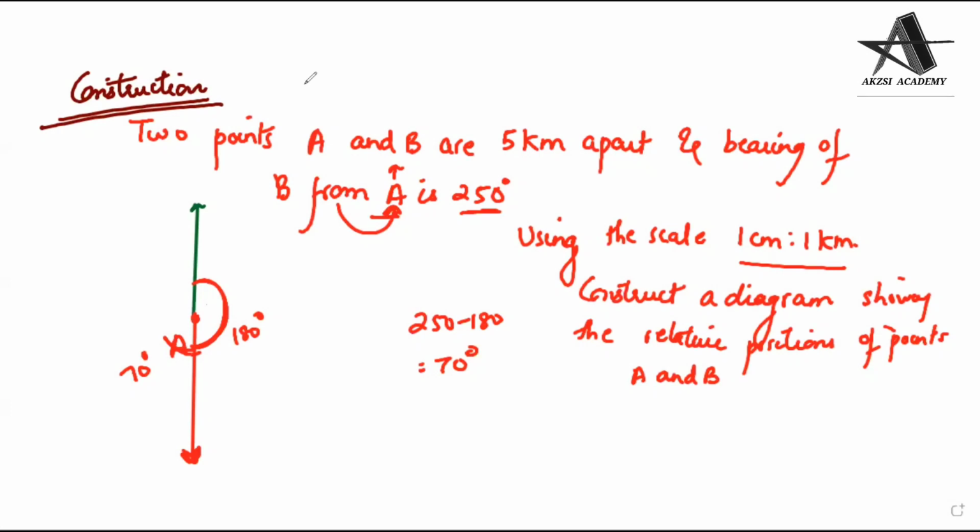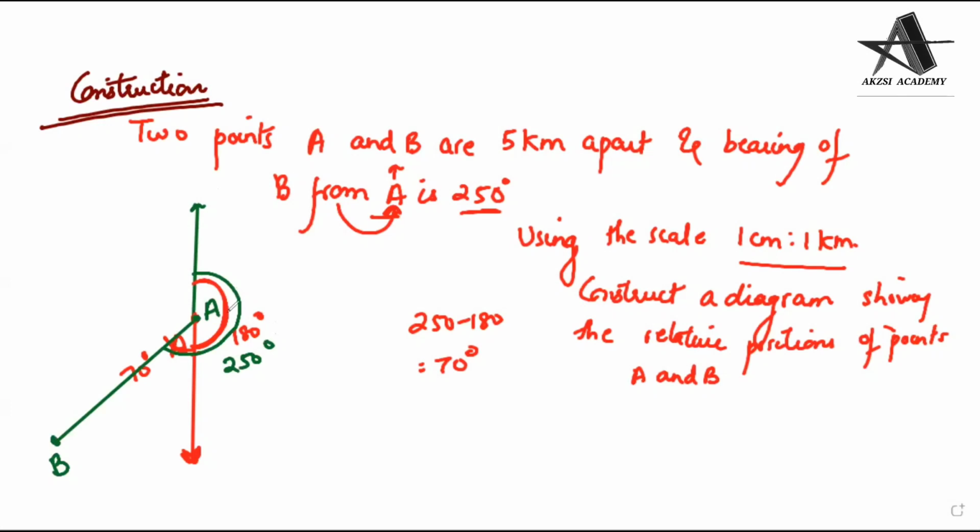So draw this. This whole angle will give you 250 degrees. So this is the construction. You can write that this point is A and this point is B. Let me know, is this construction clear?